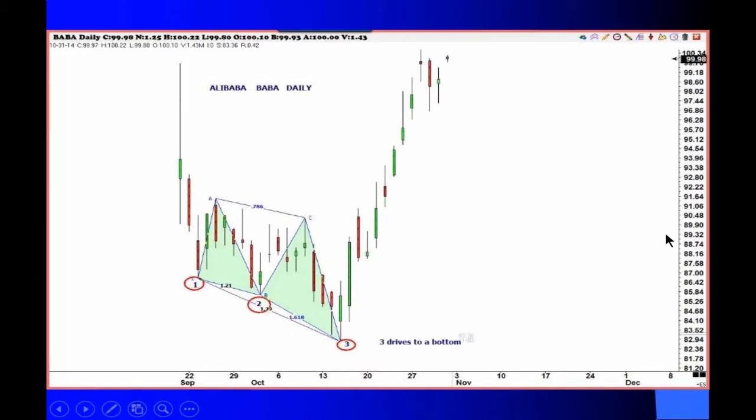This is Alibaba, just showing you the same thing. You can see here, Alibaba came down, boom, makes a beautiful three drive to a bottom, and now it's trading plus of 200, I believe. So that's the main thing.